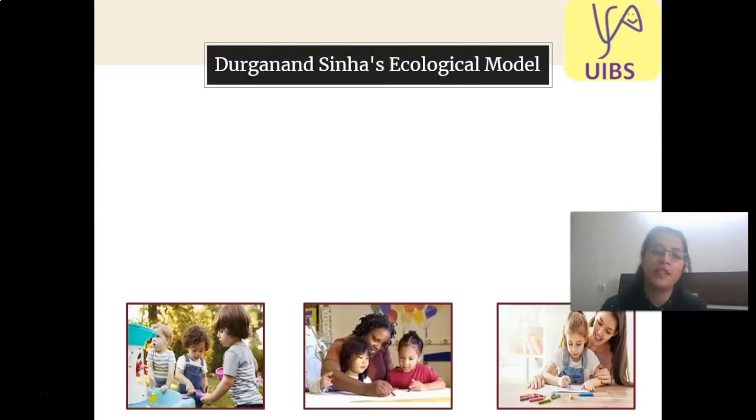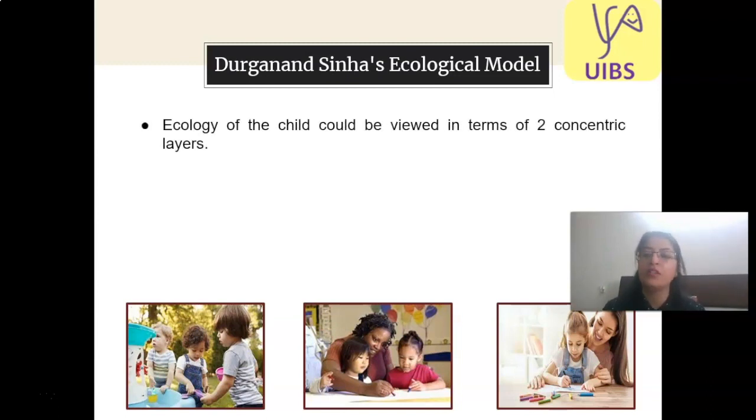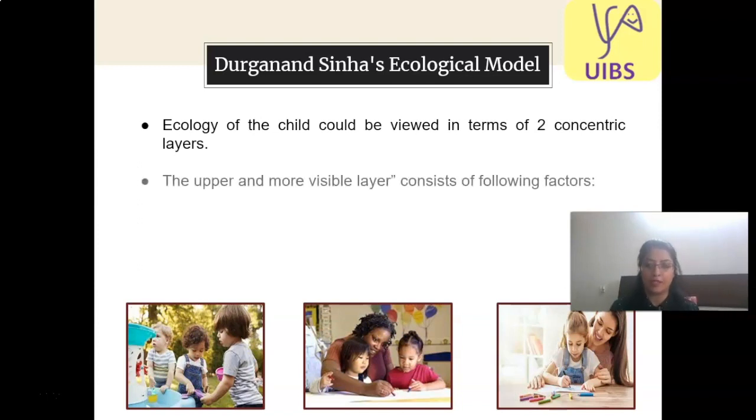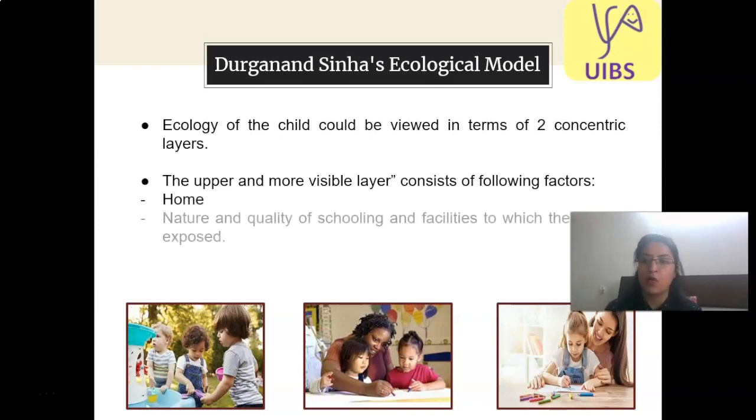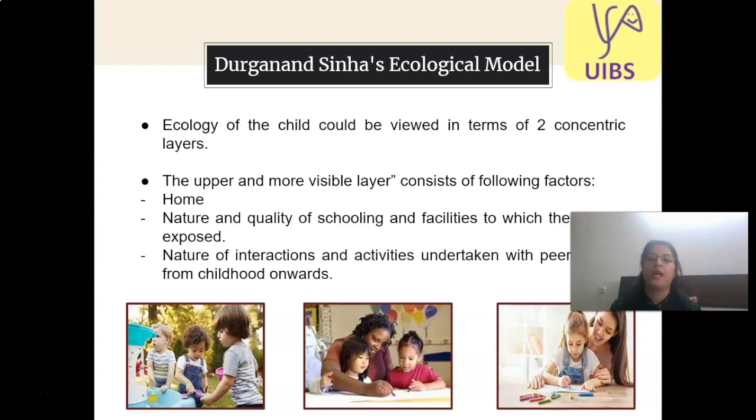Now let's understand a very different model given by Durganand Sinha, which is known as the ecological model. According to him, the ecology of the child could be viewed in terms of two concentric layers. So he explains only two different layers that are present. There is an upper layer, which is a more visible layer, which is influenced by home, the nature and quality of schooling, the facilities provided to the child, and nature of interaction between the peer group and the child and the parents. So these are different pictures which are depicting how this uppermost visible layer and what are the different factors that define this layer.